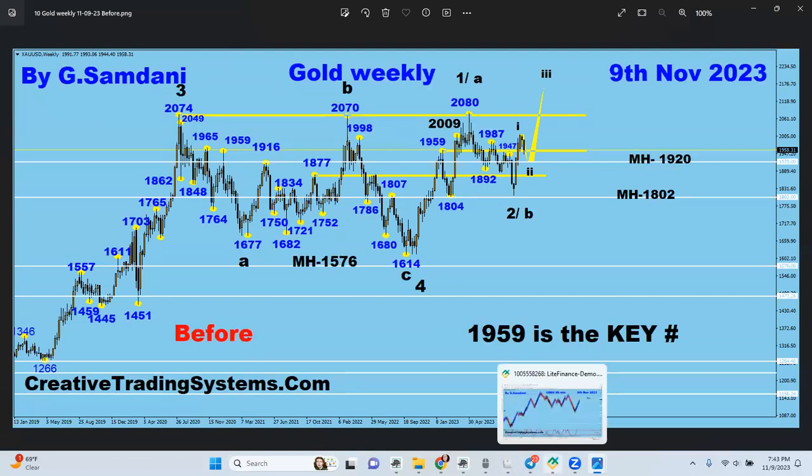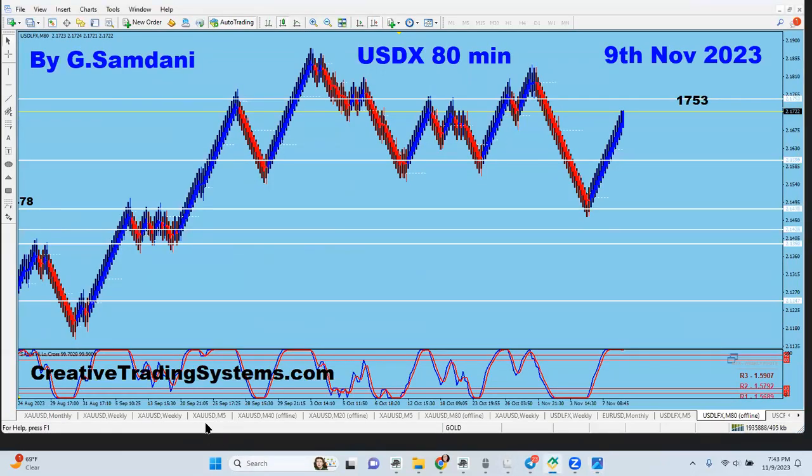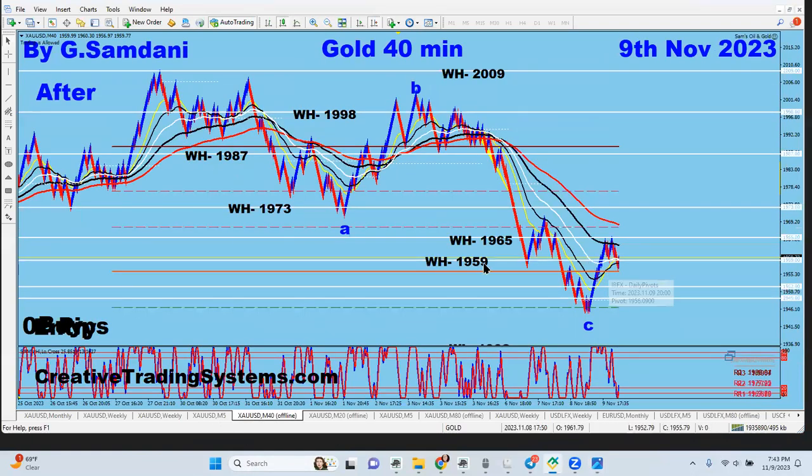Looking at my 4-hour chart, 40-minute chart, it is this. So you see 1959, we are at, this is how we bounce again. And then it's a small retracement, 1959. It's a very good chance that we continue to the upside. All right, so this is what the current chart is.